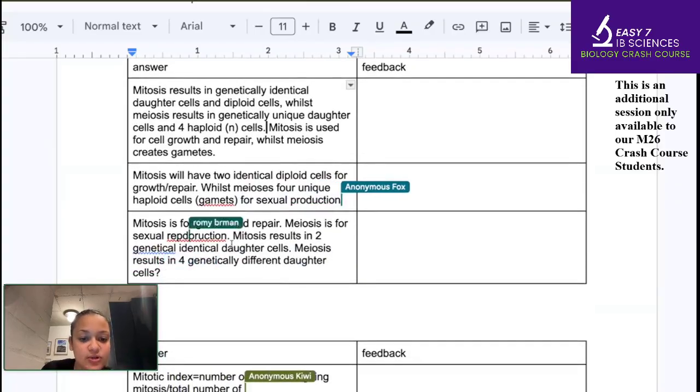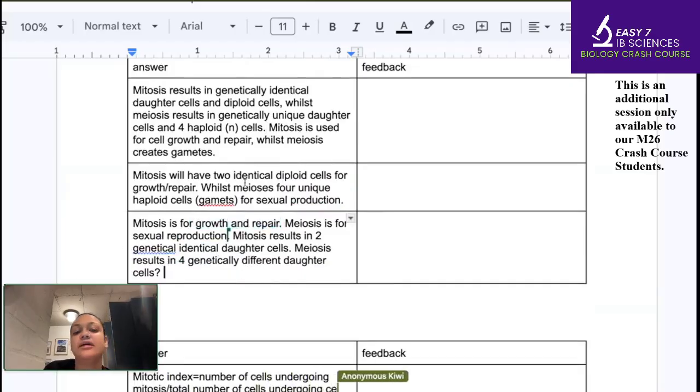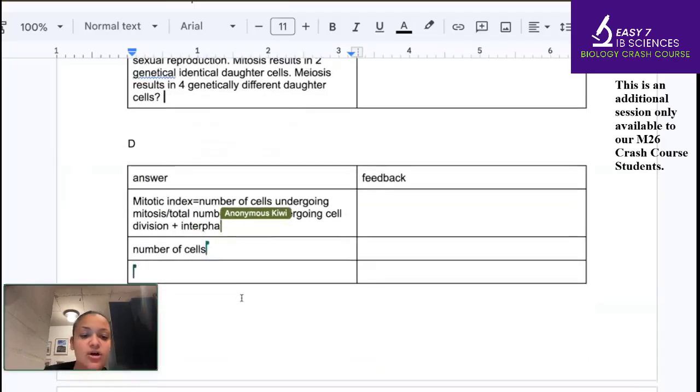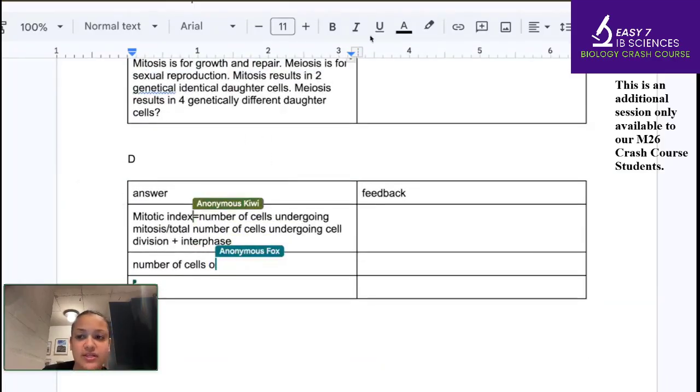Mitosis results in 2 genetically identical cells, meiosis results in 4 genetically different daughter cells. Yes, and exactly. And the reason why it's genetically different is because meiosis has that prophase 1 phase, in which crossing over takes place. And yes, good job in the chat. Mitosis is genetically identical, for example. And people are already answering D, well done.